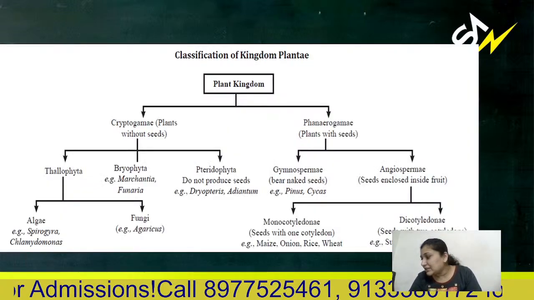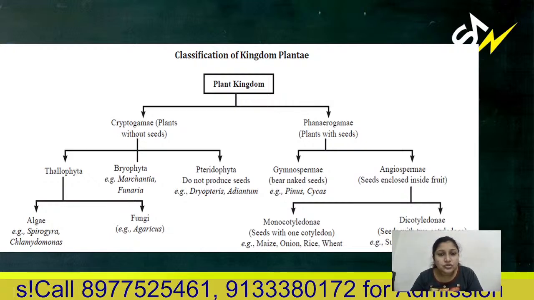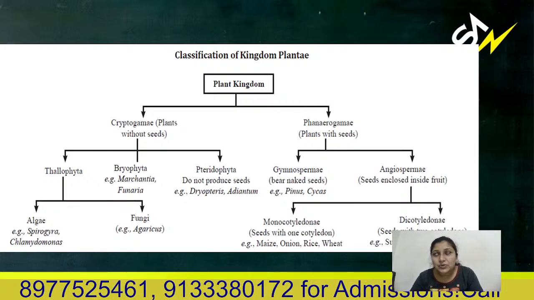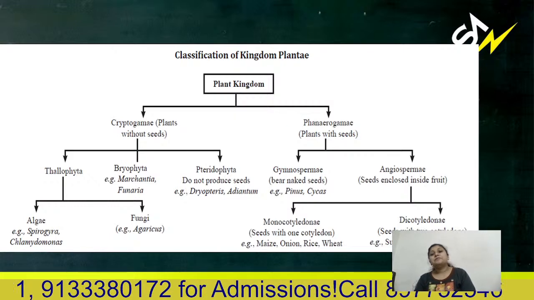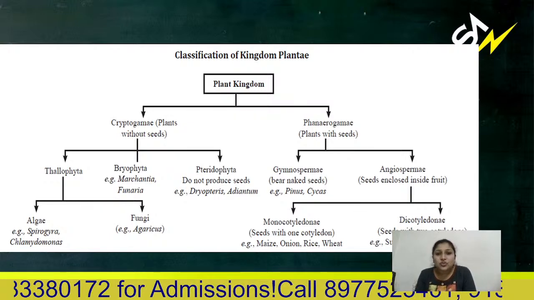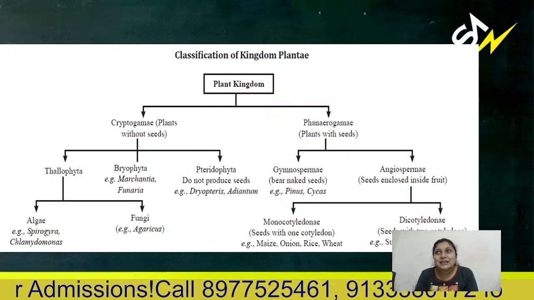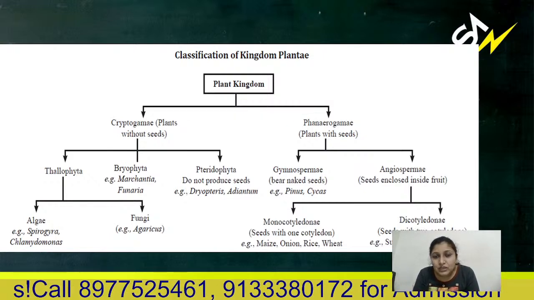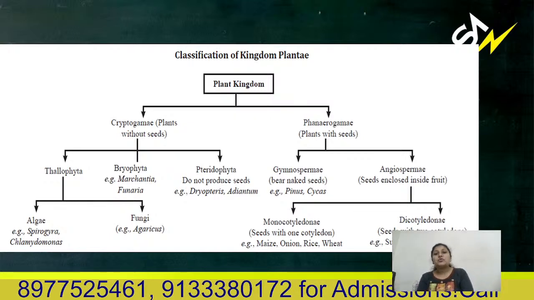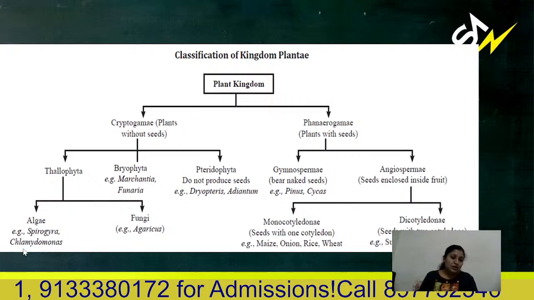So let's start our topic, that is plant kingdom. Kingdom Plantae. You all know about biological diversity and how classification occurs, or taxonomy. The most important first taxon of classification is kingdom. We have two kingdoms, plant and animal, and here we are discussing the plant kingdom.